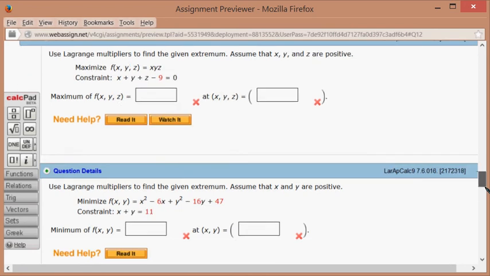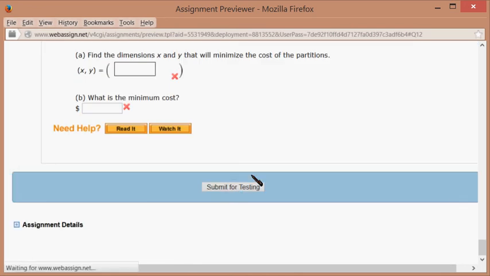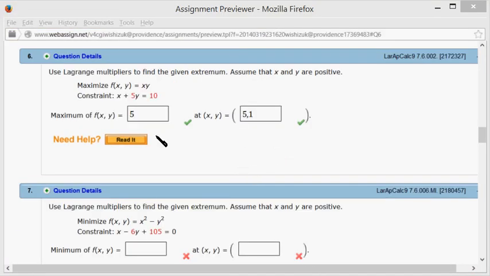All right, let's check the answer. Right? It came back and looks like we got these correctly, right? That's it. I hope that this was clear.